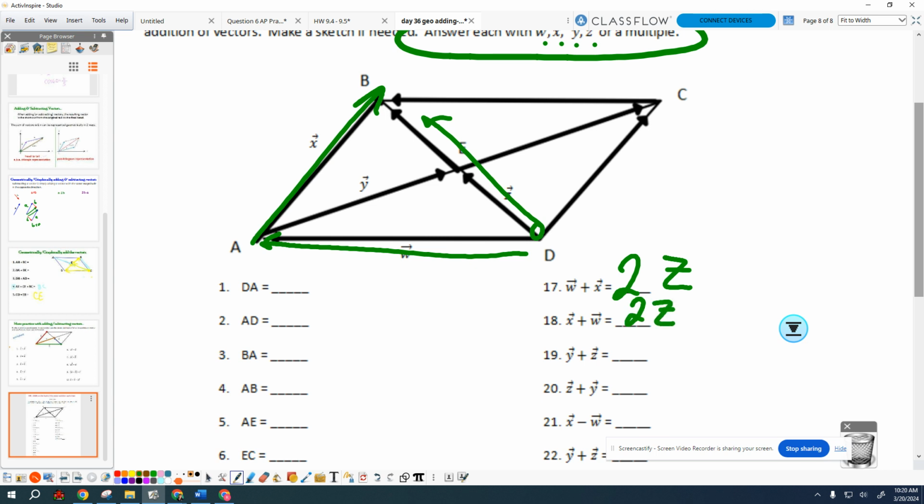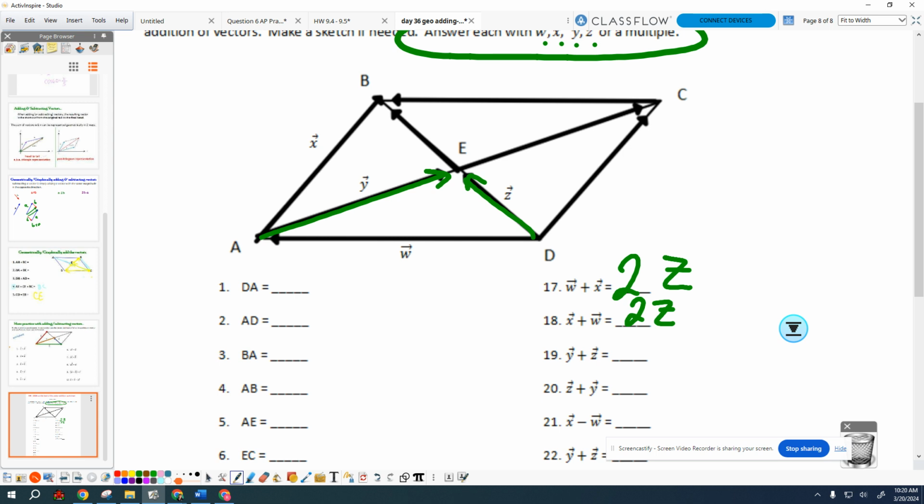Plus y. Okay, 19. How do we do 19? From A to Z. 19 is y plus z. Is it going to be W? It's also 2, I think. X. Alright, that's X.